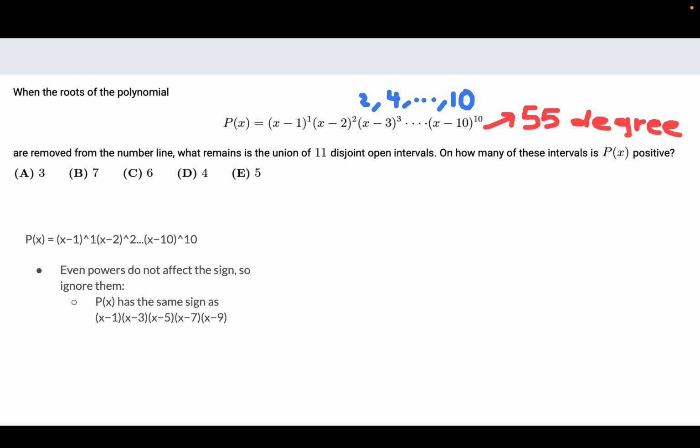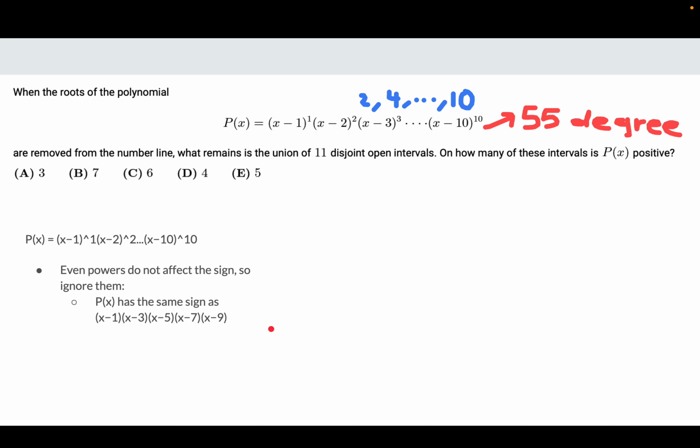But let's move on. Since odd powers completely preserve the original sign, they behave exactly like a power of 1. So we can just say x minus 1 times x minus 3 times x minus 5 times x minus 7 times x minus 9, without all these powers.